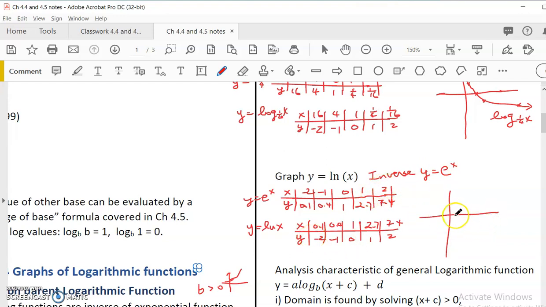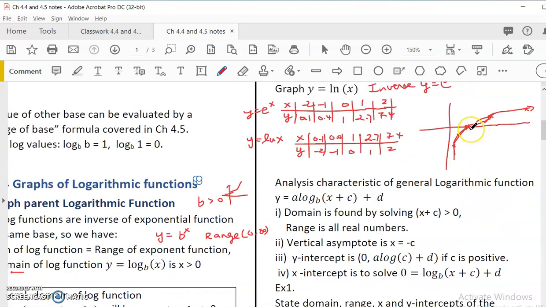ln x at 0.1 goes down to negative 2. Right? At 0.4, it goes down to negative 1. At 1, it doesn't go up or down, it's 0. At 2.7 it is 1. And at 7.4 it is 2. So it is a very general log function graph. You can see that it grows very quickly before 1 and then just slows down once it passes x equal to 1.